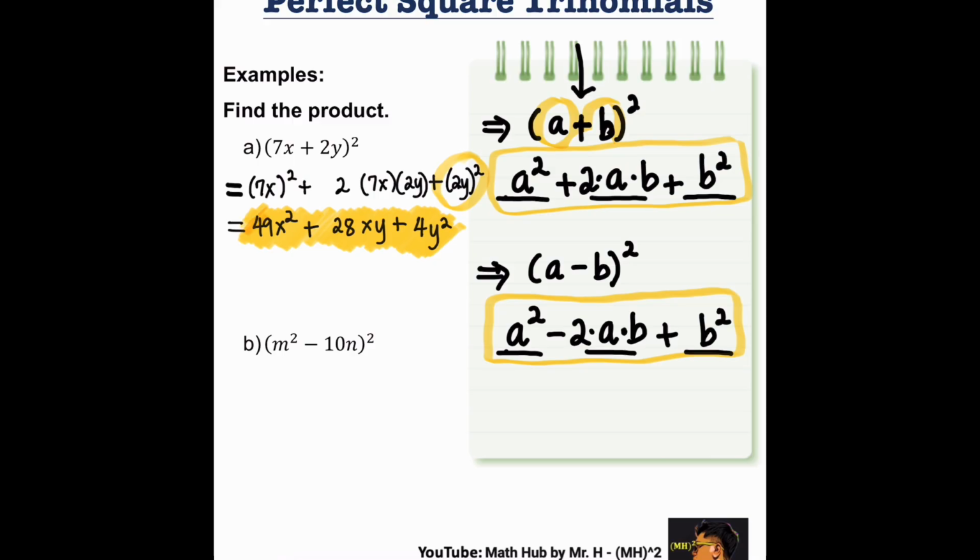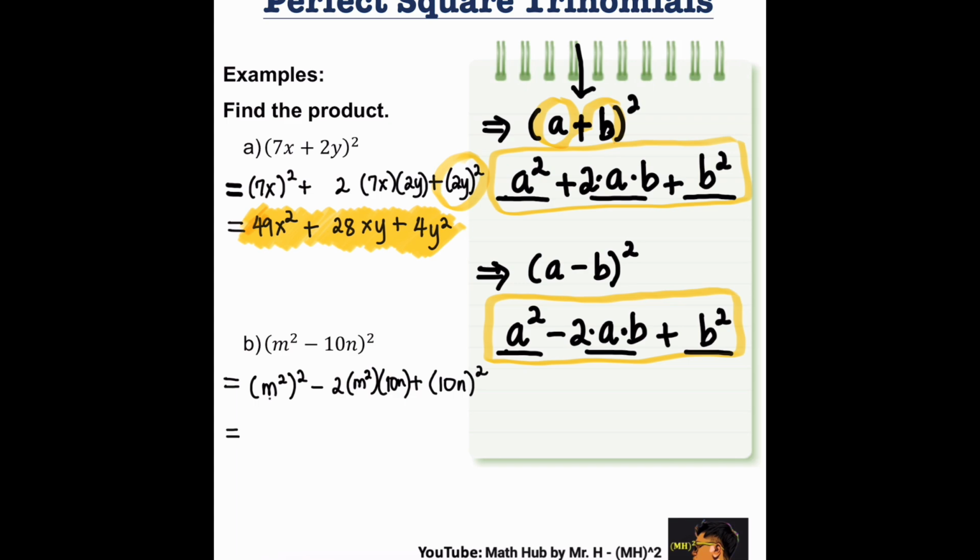All right, so let's take a look at the second question here. Feel free to pause the video if you want to try. Okay, so first thing, we take the first term and square it. And then since the sign here is minus, it will be copied. And then for the last term, we take the second term and square it. And remember, the sign of the third term is always positive. And for the middle term, m squared times 10n times 2. And then we simplify.